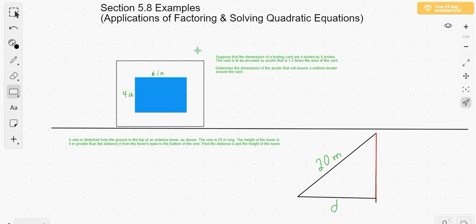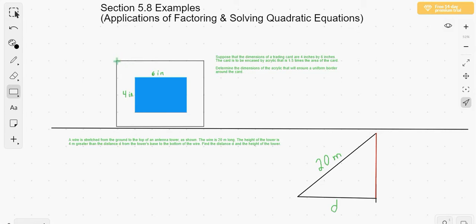Let's suppose that the dimensions of a trading card are 4 inches by 6 inches. The card is to be encased by acrylic that is 1.5 times the area of the card. Determine the dimensions of the acrylic that will ensure a uniform border around the card.